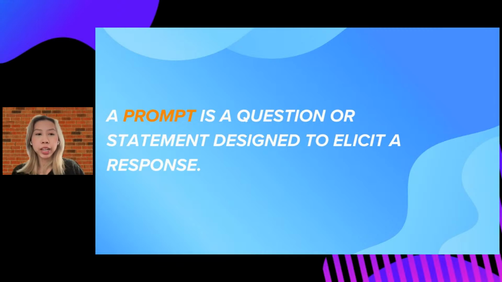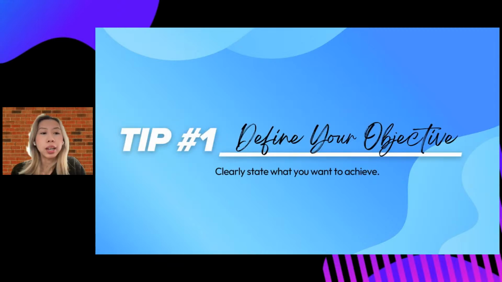When it comes to effective prompting, there are three key tips. Tip number one is to define your objective. Start by clearly stating what you want to achieve with your prompt. Having a really well defined objective will guide the AI in generating responses that align with your goals.